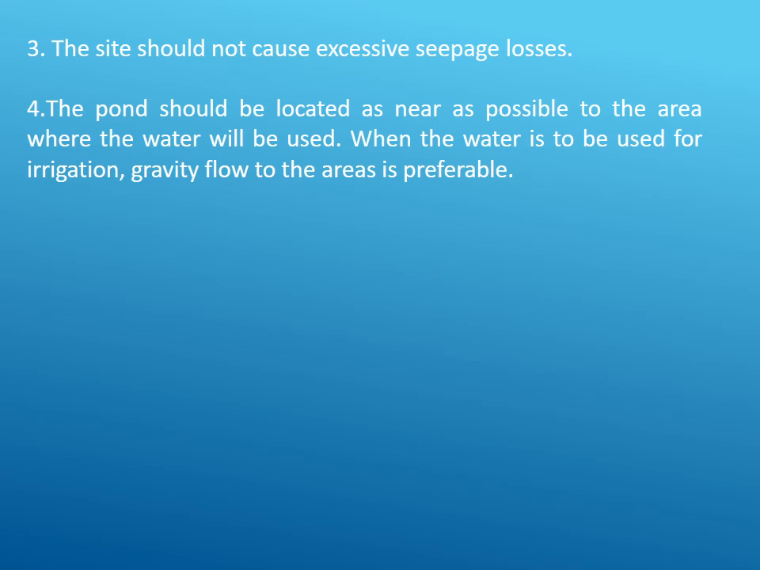When the water is to be used for irrigation, gravity flow to the area is preferable. So it will remove the pumping cost. So that's why gravity irrigation is to be preferred here. So the site should be selected in such a way that gravity irrigation will be possible in the cultivable area.